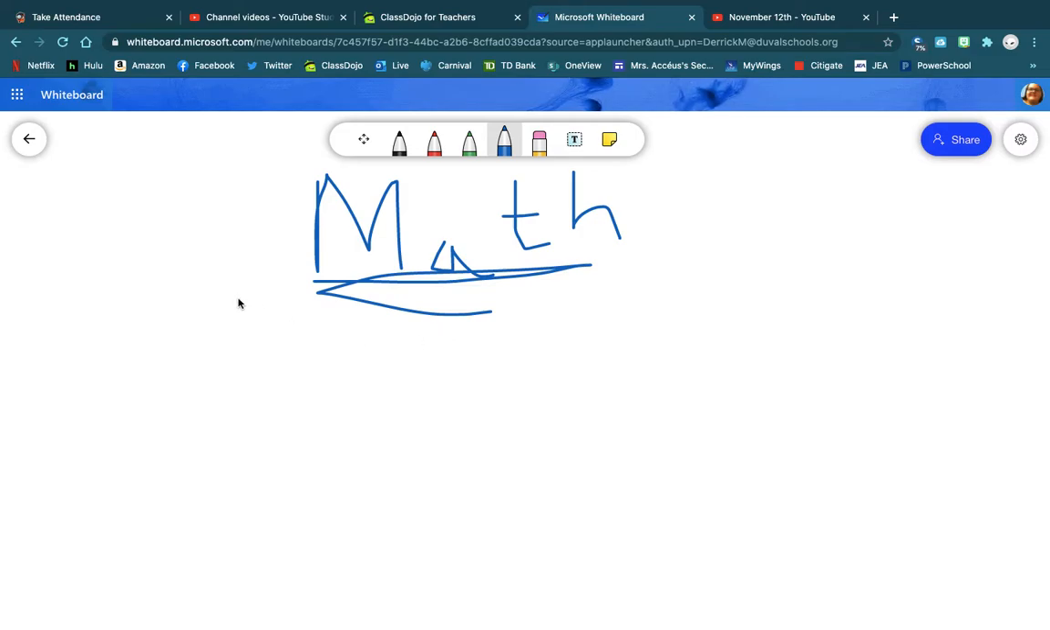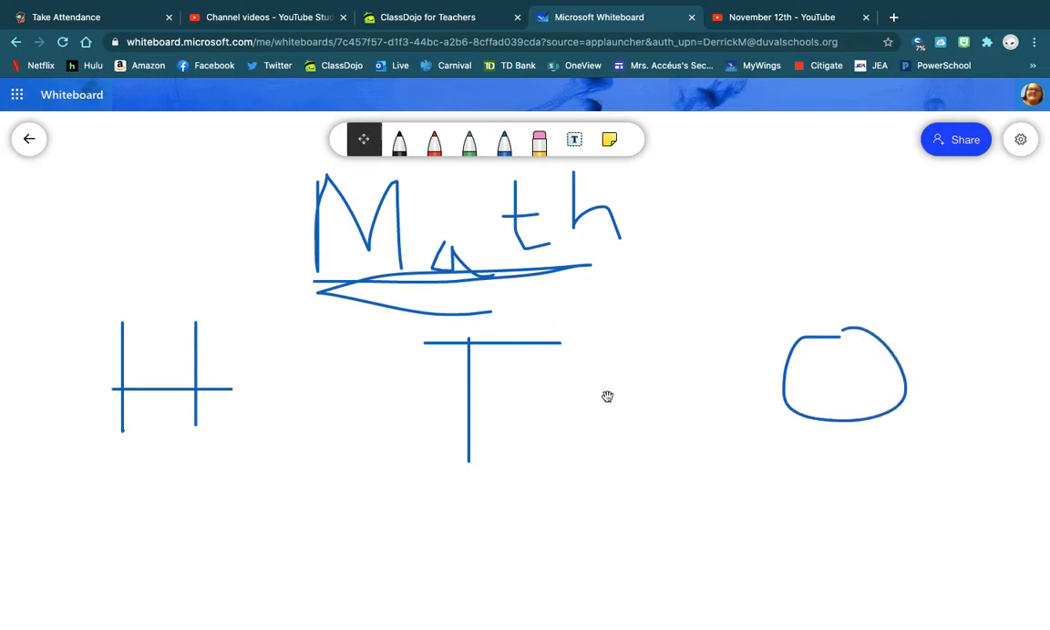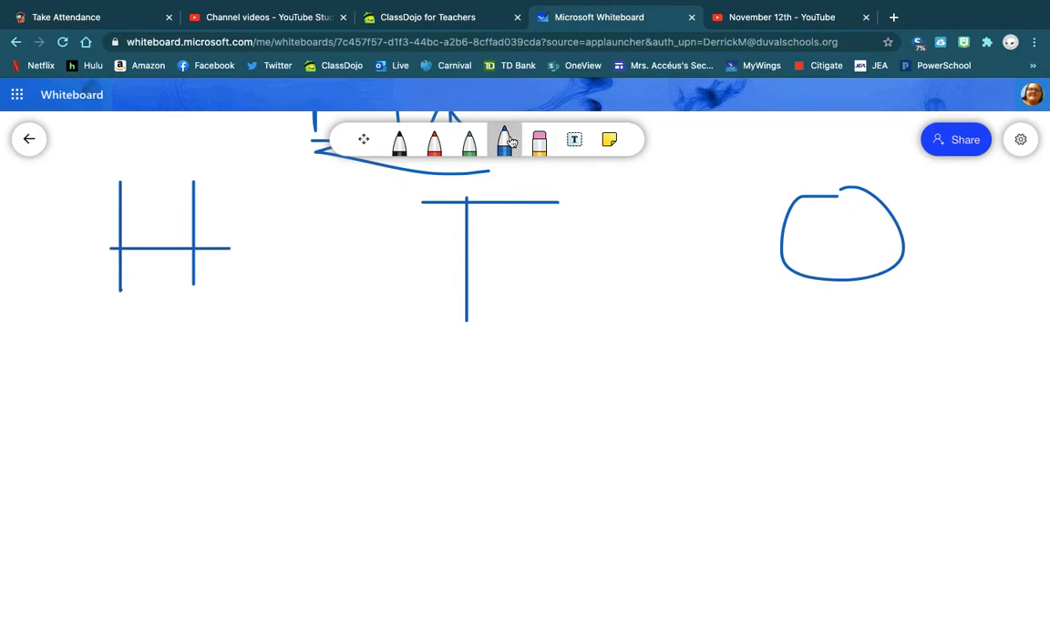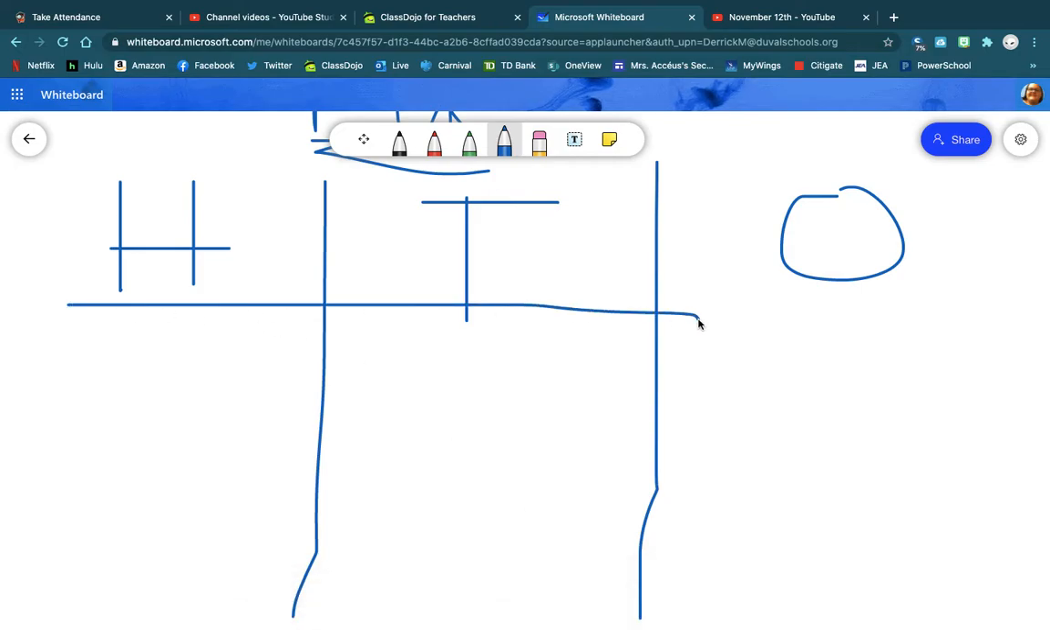So in math, we've been doing a lot of work with place value, so that means our hundreds, our tens, and our ones. We've been doing lots of work with that lately. So our hundreds goes under H, our tens go under T, and the last one is for ones. In the hundreds place, we've been doing a lot with place value discs as well, as you guys know.